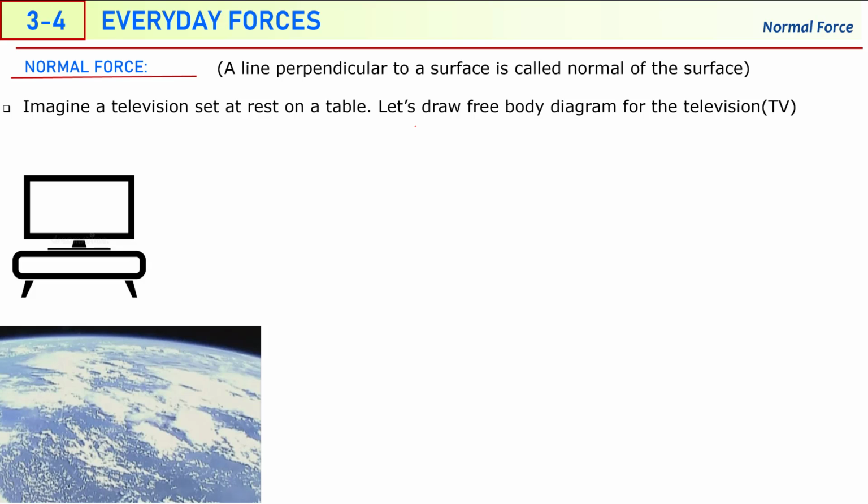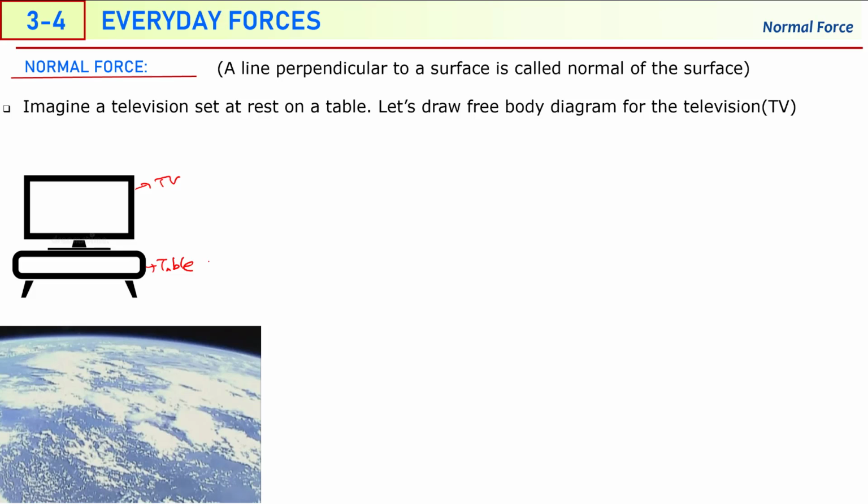Imagine a television set at rest on a table. So this is the TV, this is the table. You put the television on a table. Let's draw the free body diagram for the television. Remember, a free body diagram shows the forces acting on an object. So I am going to draw the forces acting on the TV. That's why I have to check in how many ways this TV interacts with its environment. There are two ways.